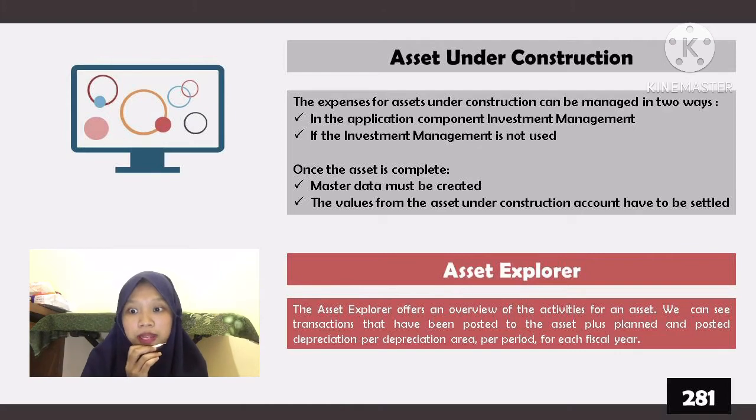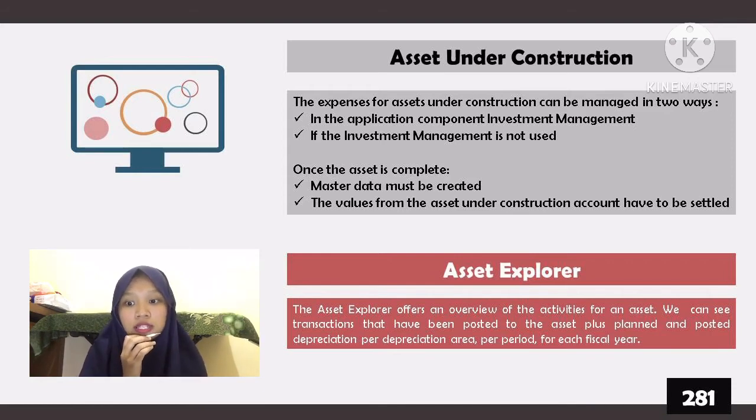So first, we are going to talk about the assets under construction. The expenses for assets under construction can be managed in two ways. First is in the application component investment management. Here we can create, post, and manage investment orders or investment management projects. These orders or projects are then reconciled with the assets under construction. The investment management provides extensive functions for supporting management investment procedures. Second, if the investment management is not used, the assets under construction can be posted to directly in assets accounting.